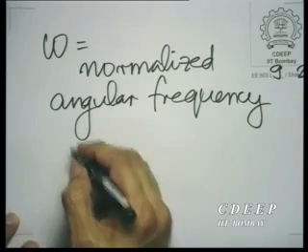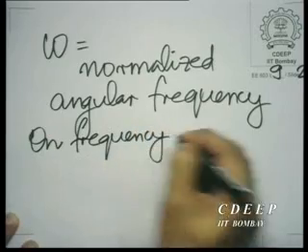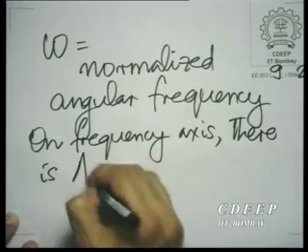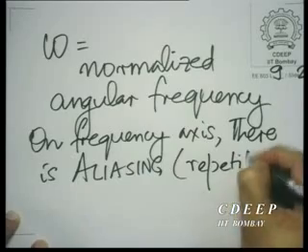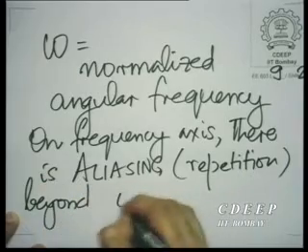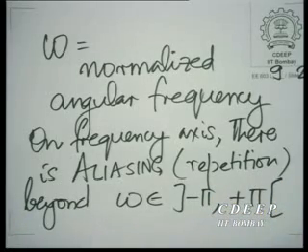Now, on the frequency axis, there is aliasing or there is repetition beyond omega between minus pi and plus pi. You see, the reasoning for that is very simple. What does omega equal to 2 pi correspond to? Omega equal to 2 pi corresponds to sampling frequency.